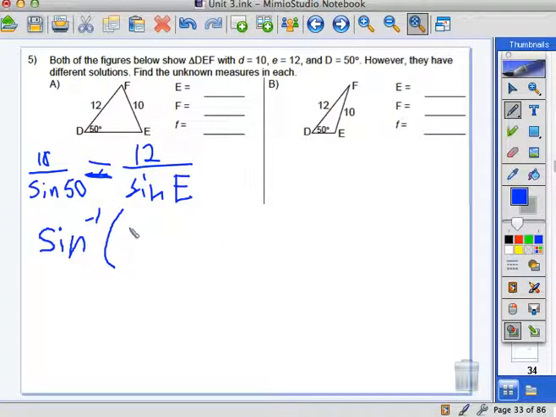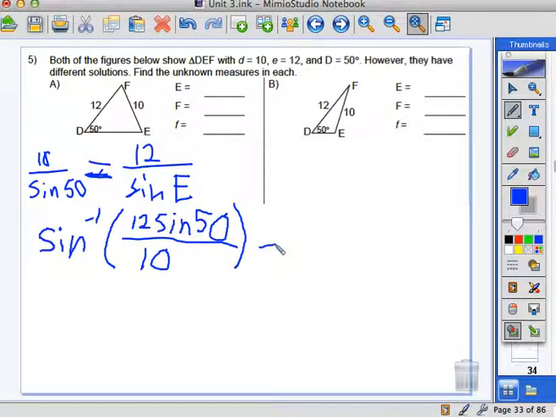So we're going to cross multiply and divide. The ratio inside the parentheses is going to be 12 times sine of 50, divided by 10.